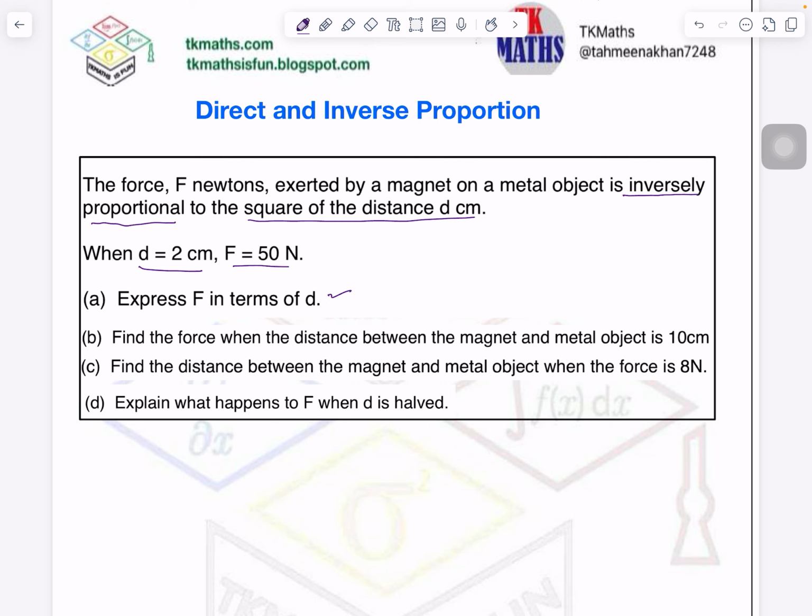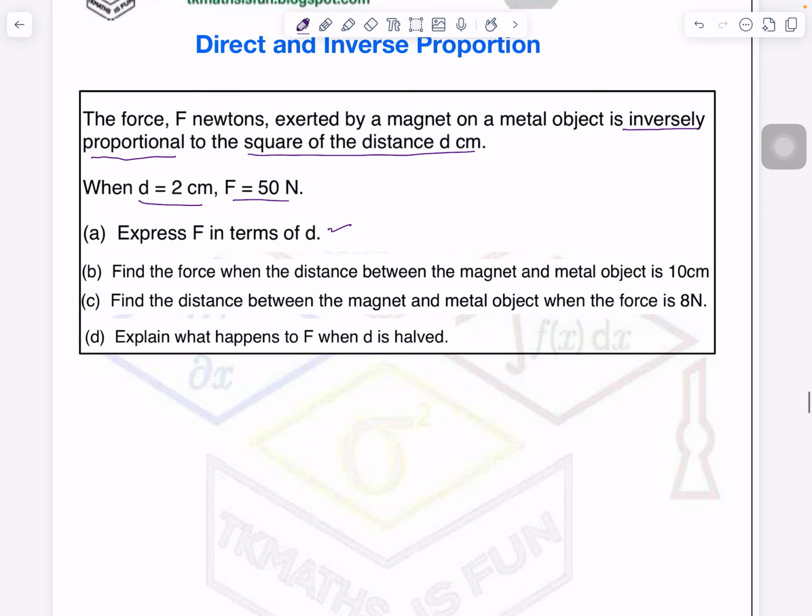I've already explained in the previous video, when the question says express F in terms of d, you have to adopt a particular way of solving it. First of all, we write F is inversely proportional. When something is inversely proportional, it definitely goes in the denominator, right? 1 divided by the square of d. We have seen previously, if it is directly proportional, then how do we write it? Like this. If the square of the distance d was directly proportional to the force, then we would have written it like this. But in this question, it is inversely proportional, right?